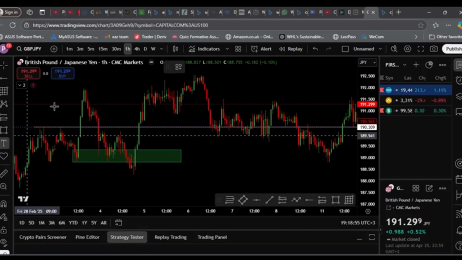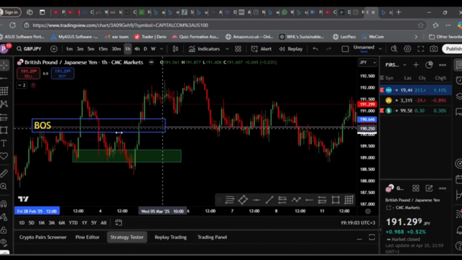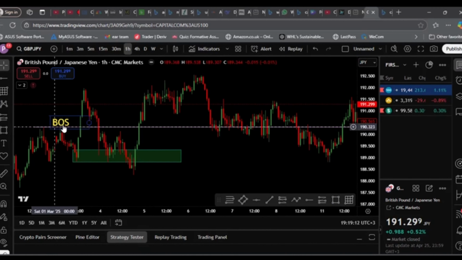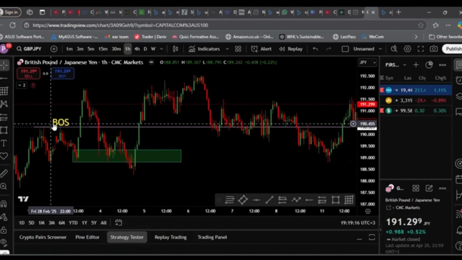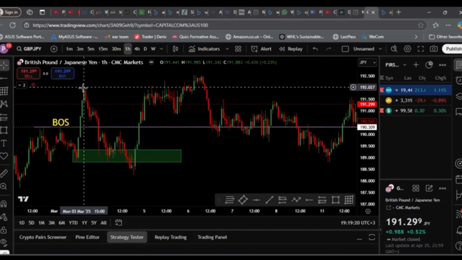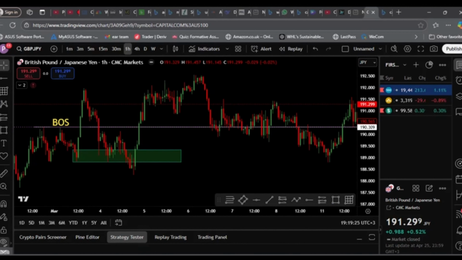I will just type here BOS, which means our break of structure. At this level, we had the break of structure because the price broke the structure here, giving us the higher high, which confirms that this area is the valid order block. So we will wait for the price to come to this order block for us to find the entries.